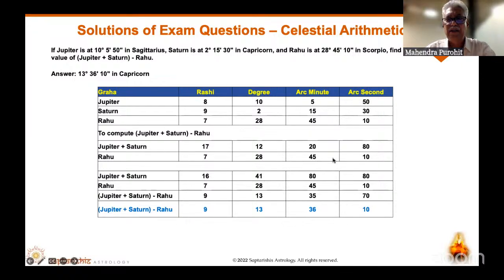The reason is that 80 can be written like 80 only, and 20 is this. I have taken one sign from here, and one sign is 30 degrees. So 30 degrees added to this gives 42. Why did I take 42? Because you have to subtract 28 from it. You cannot subtract 28 from 12, so you made it 42 and then subtract 28. And since 1 was taken from here to here, this remains 16 only. So these are the values you got. So 9 Rashi is completed, which means it is in Capricorn, 13 degrees, 36 minutes and 10 seconds.